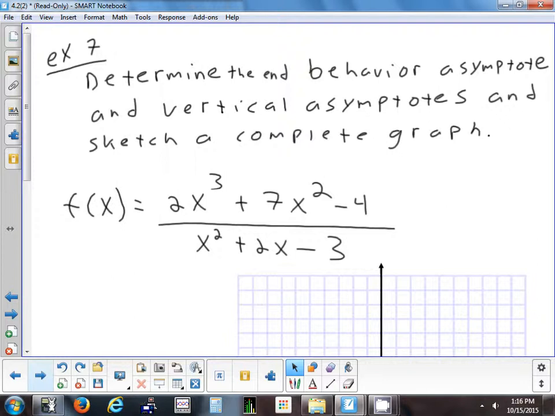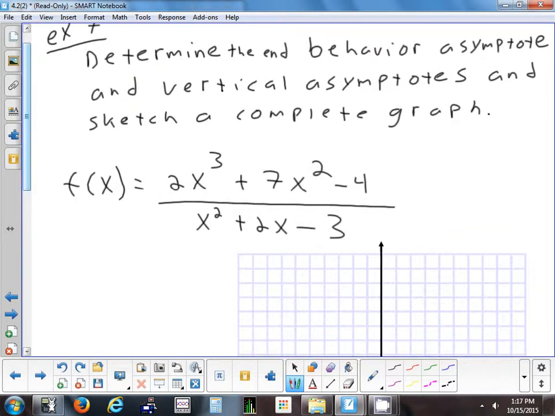Okay. What's the degree in the top here? 3. In the bottom? 2. How many degrees are they off now? 1 degree. So this one's going to still have a different kind of asymptote we haven't seen, but it's not as complicated as a parabola. Right? It's going to be a degree 1. All right. So let's find the end behavior asymptote first.